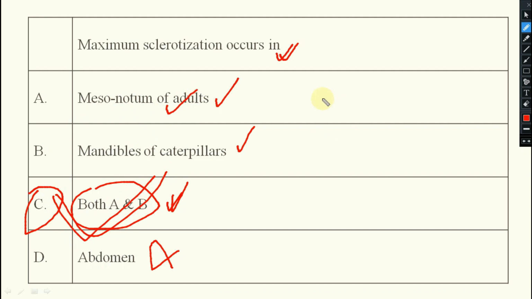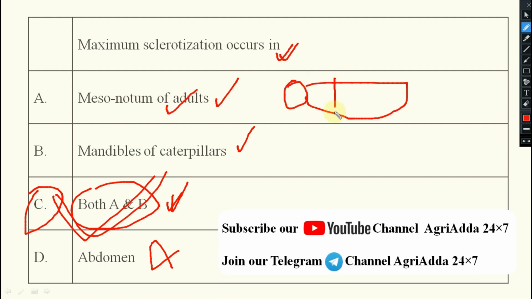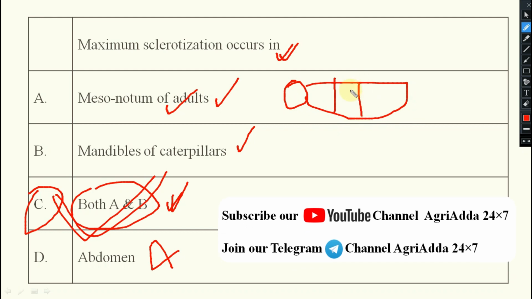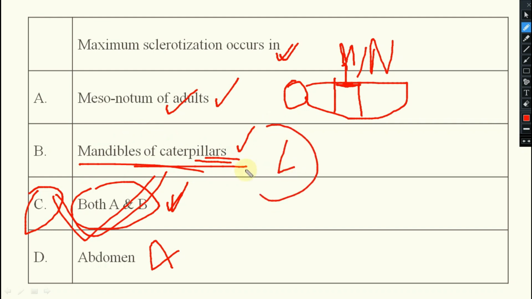Mesonotum of adults, that means thorax. Head is there, thorax is there. In the thorax, prothorax, mesothorax, metathorax. So this upper portion is known as what? Notum. So in the mesonotum, here highest sclerotization happens. And mandibles, in case of caterpillars or larvae also, highest sclerotization will happen. Okay, so option C, both A and B, will be the correct answer.